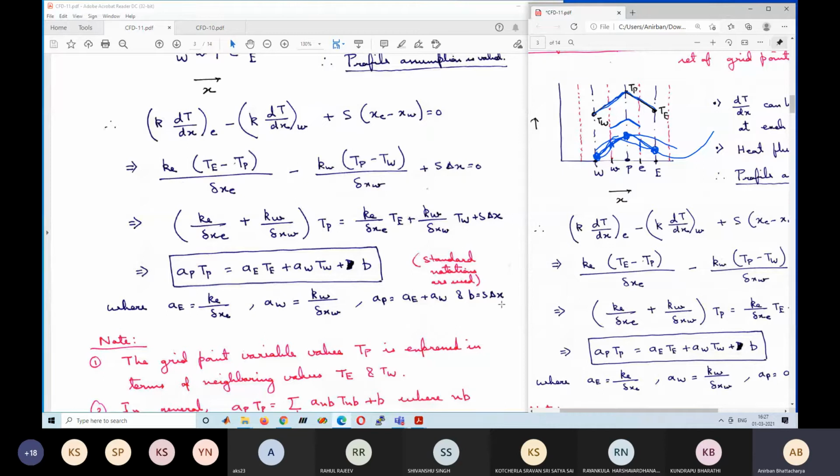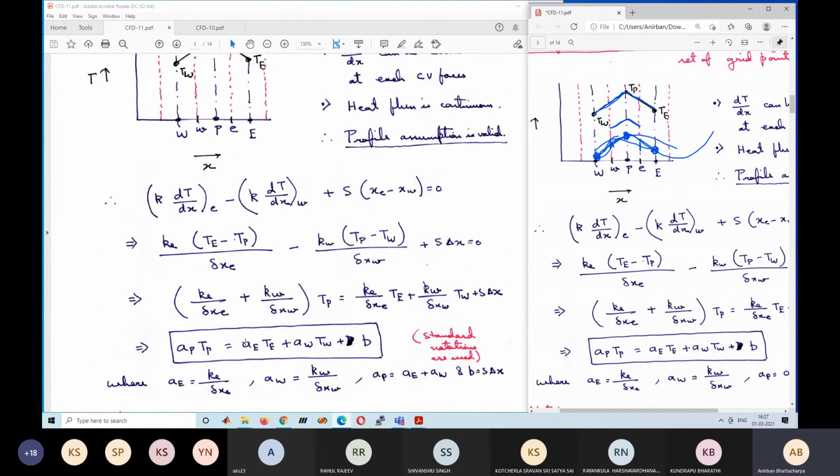Okay, so ultimately you will see that for any CFD problem using finite volume method, whether it is a 2D problem or a 3D problem, we will write the grid point variable value as AP TP if it is temperature, or phi P if it is any other variable, equal to the summation over all the neighboring points of coefficient A into T. Here the neighboring points are E and W, east and west. So here the summation is AE TE plus AW TW.